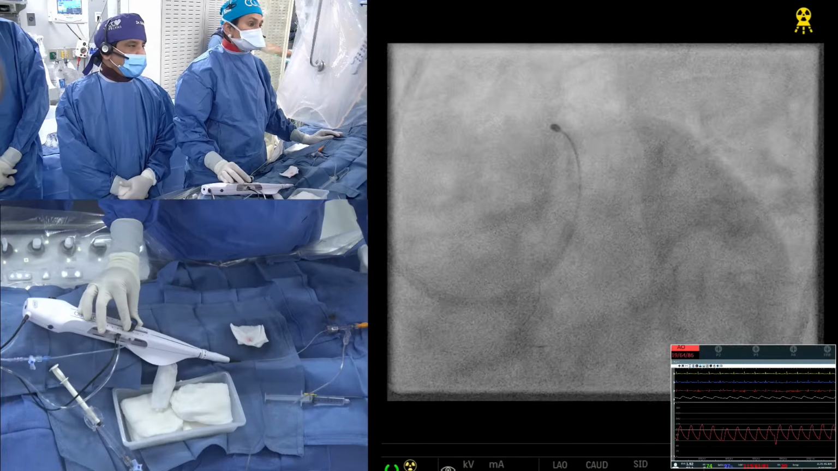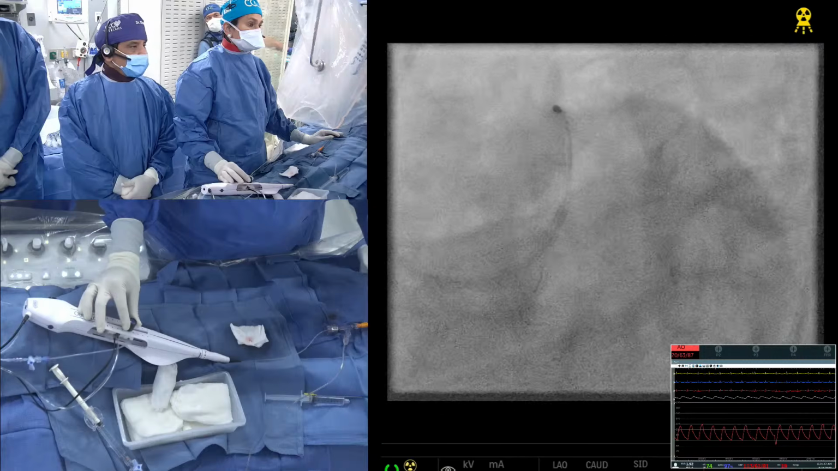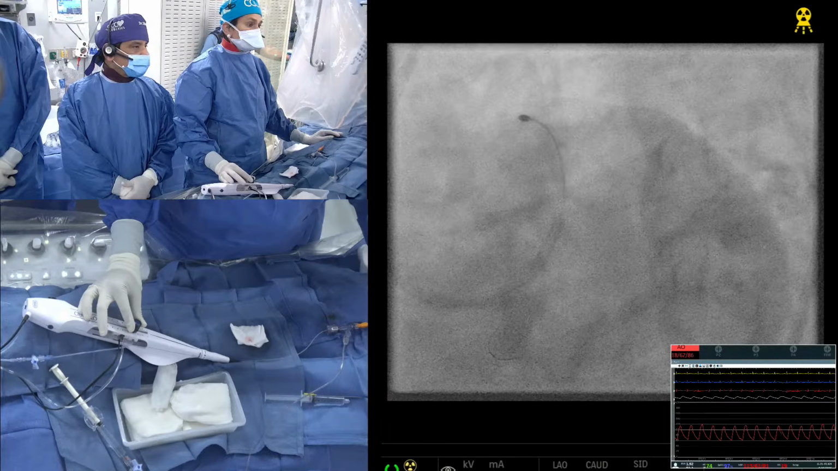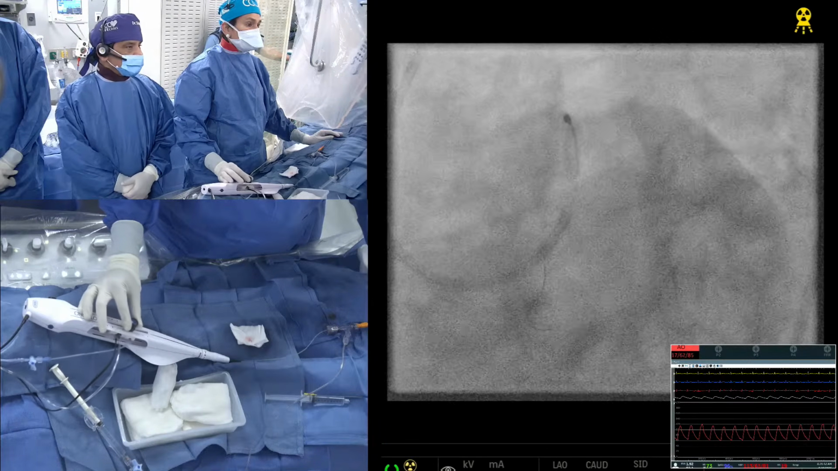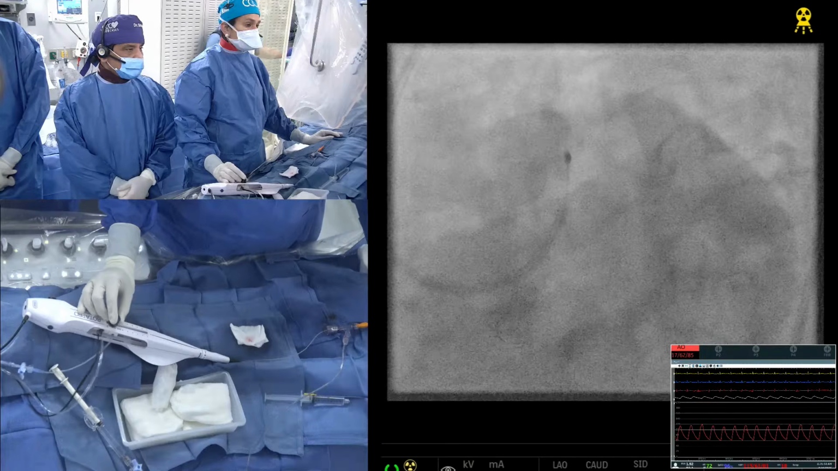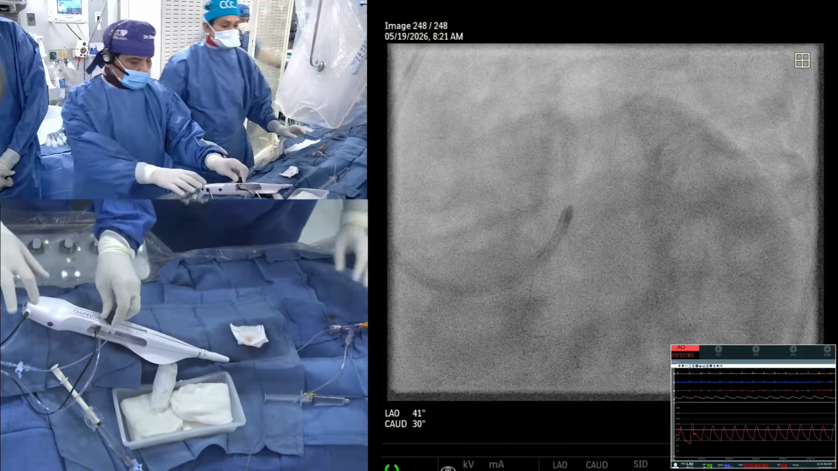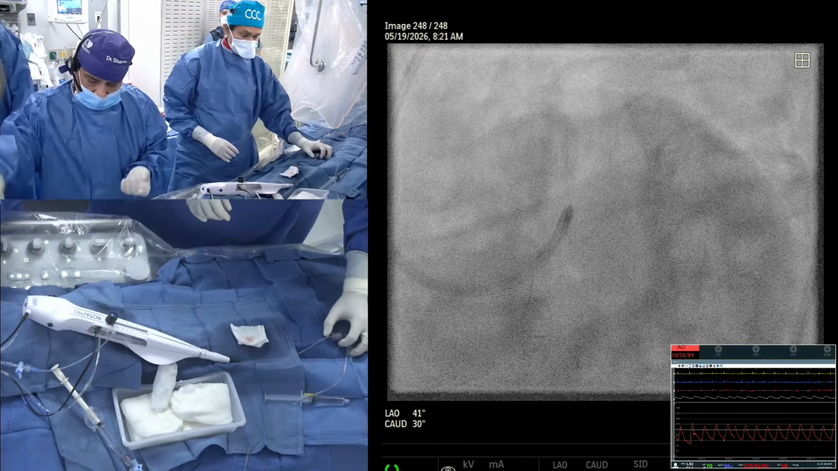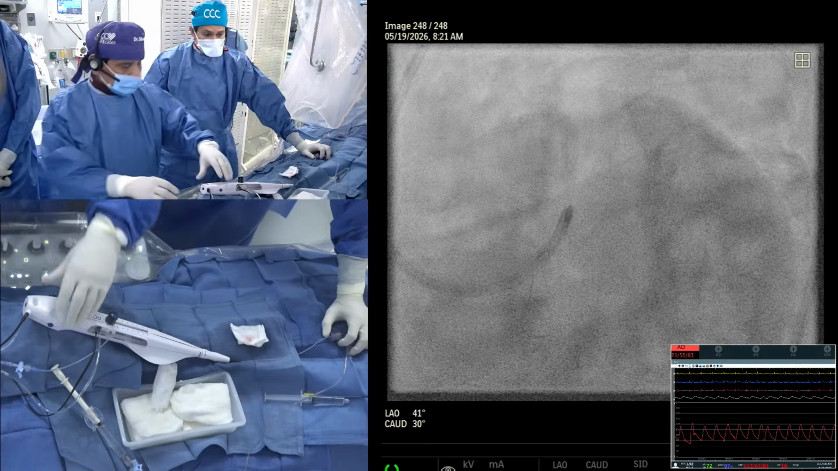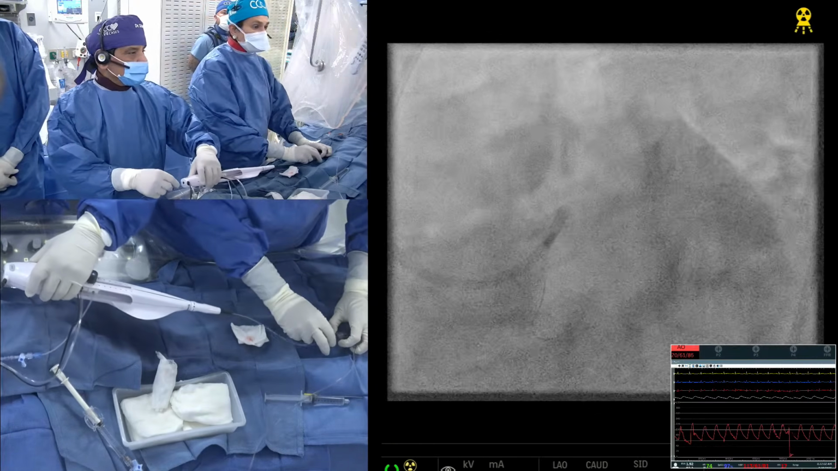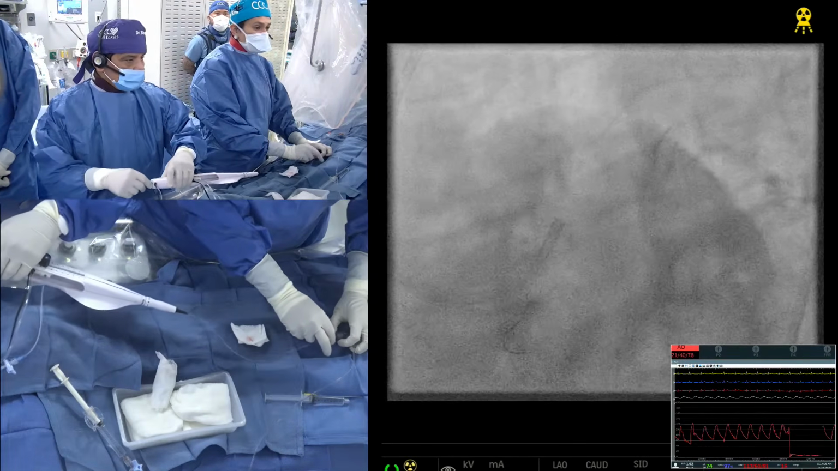This is the mid LAD now. So that's okay. Keep going. Yeah. Good. Okay. I think they're good, right? Yeah. Good. So he has been on Plavix. If you see the PRU is a 10, so I don't think we need any strong antiplatelet agent.